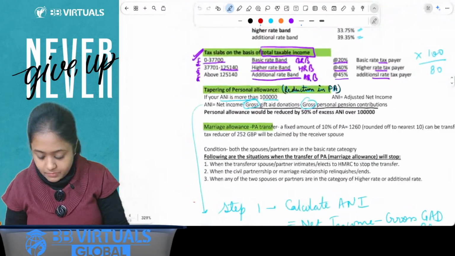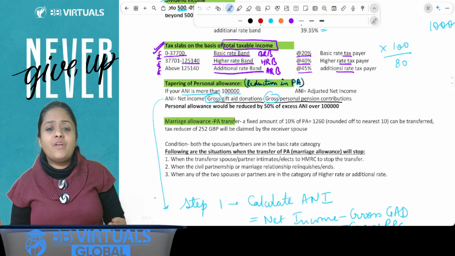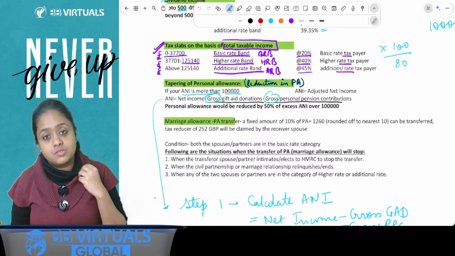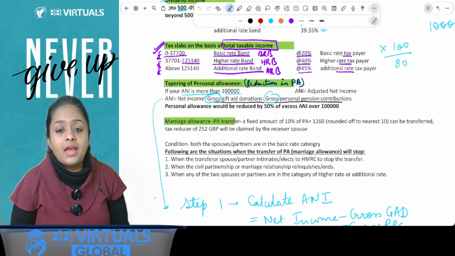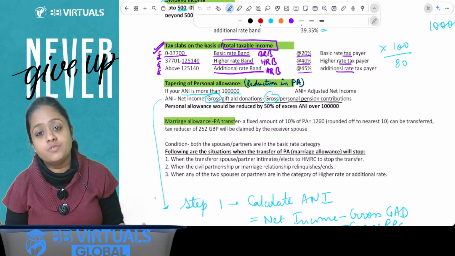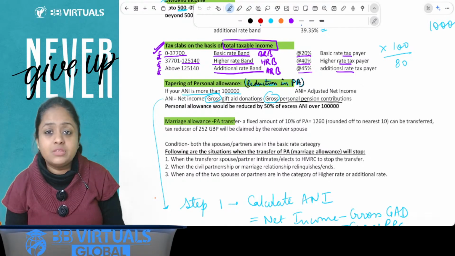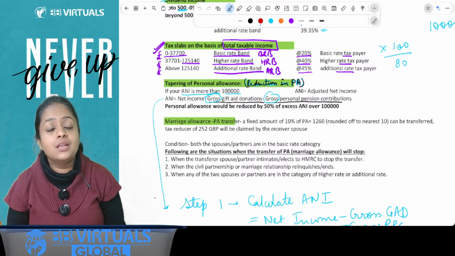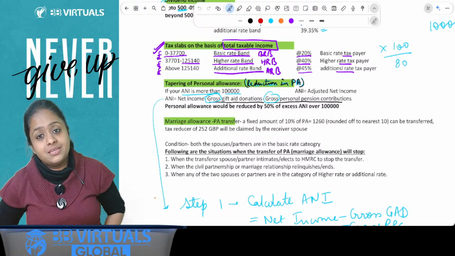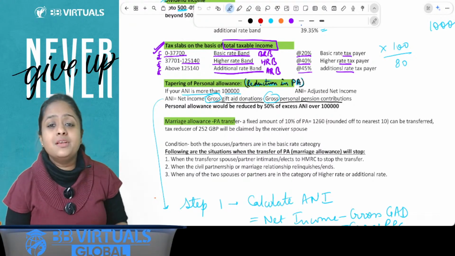The next topic that I want to cover is a very logical topic. Now let's say there are two spouses, and one of the spouses has got very low income like 5000, which is not crossing your PA. And we know that if PA is not used, it will be completely lapsed. So it's like a loss for them as a family, right? One of the incomes is high and one is low and PA is lost.